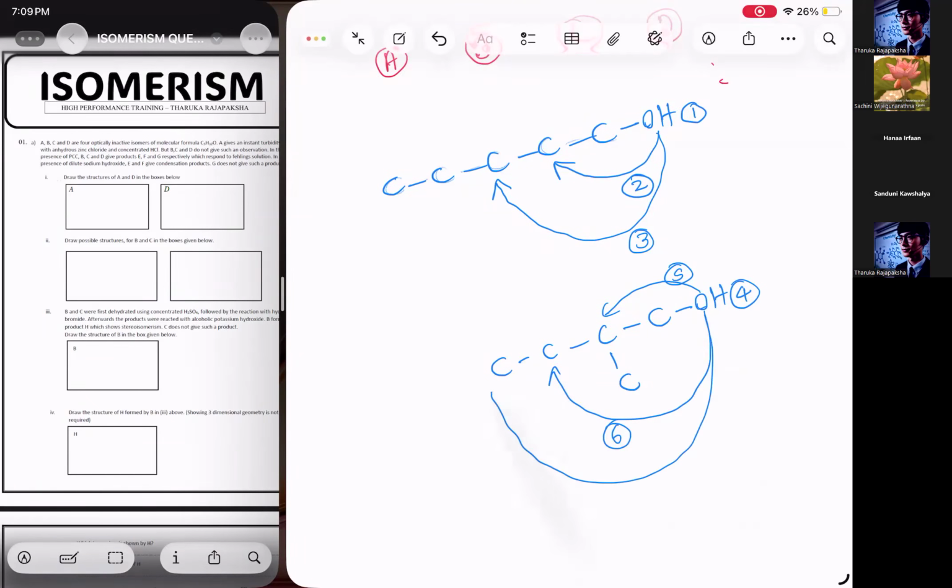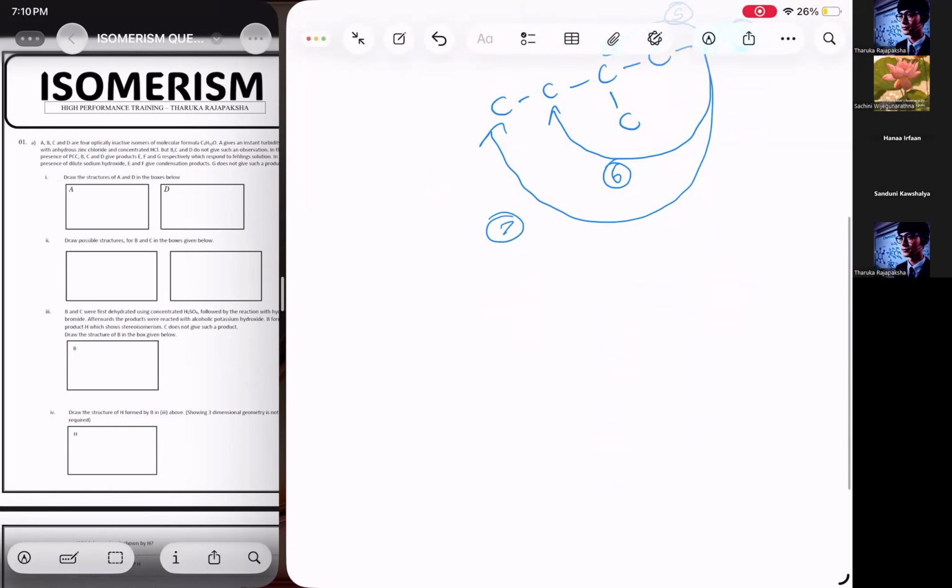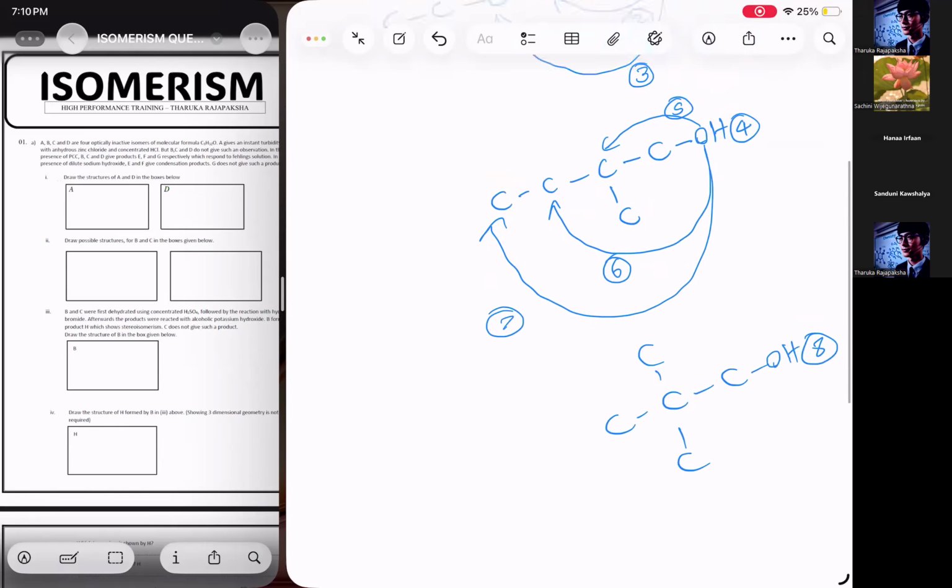If we move the OH to here, that's going to be the seventh one. There we go. That's how you do an isomerism question. Then the next carbon chain, there's only one more carbon chain which we can draw. 1, 2, 3, 4, 5. This is all. And the OH we move to here. This is the eighth structure. And the OH you can't move to anywhere else. You will get the same structure.